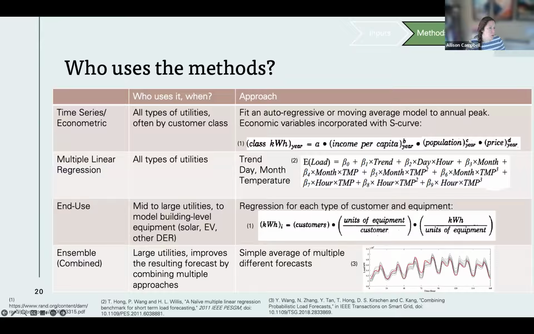And then for ensemble or combined approaches, this would be like your larger utilities looking to improve the results of the forecast by combining their approaches. One of the most effective ways to improve your forecast is to take very, very different approaches. So let's say we can use a time series econometric approach, a multiple linear regression with some assumptions, an end use with different assumptions, and then taking a simple average. That can often be the most powerful way to improve your forecast.